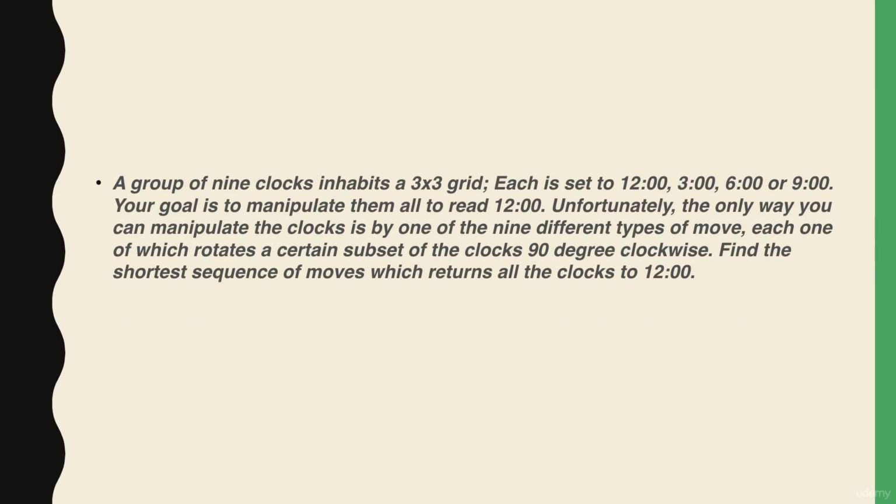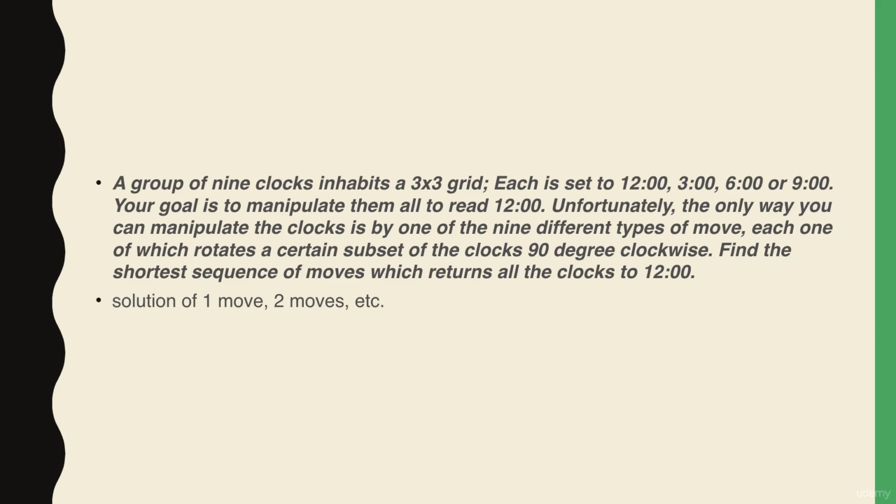Let us look at the second example. A group of 9 clocks inhabits a 3 by 3 grid. Each is set to 12, 3, 6 or 9. Your goal is to manipulate them all to read 12. Unfortunately, the only way you can manipulate the clocks is by one of 9 different types of move, each one of which rotates a certain subset of the clocks 90 degrees clockwise. Find the shortest sequence of moves which returns all the clocks to 12.